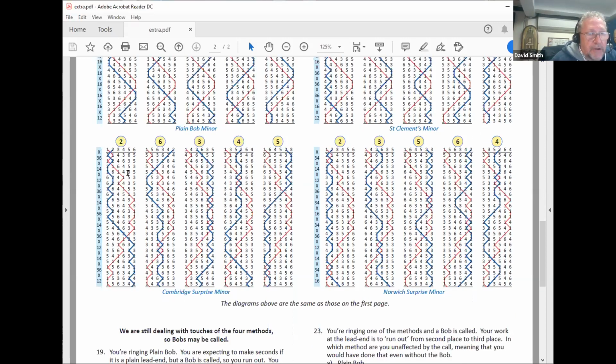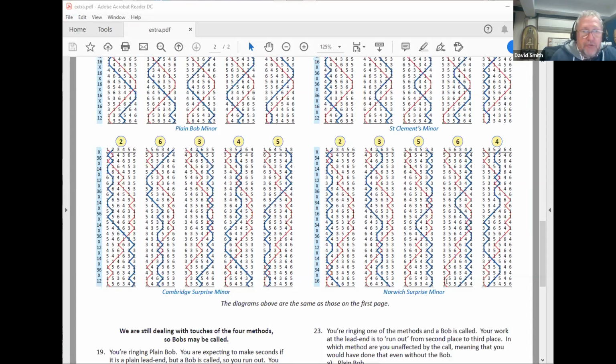Looking at Cambridge Minor, much more complicated line, but again, at one stage or other, I'm coming up to the stage where I'm going to make seconds. A bob is called, it's a 1/4 bob. Therefore, a bell makes fourths, these two swap and these two swap, so yet again I run out because of the bob. So the answer to the first 3 methods is yes. If a bob's called, I might well run out from seconds place to thirds place because of the bob. I wouldn't have done so otherwise.